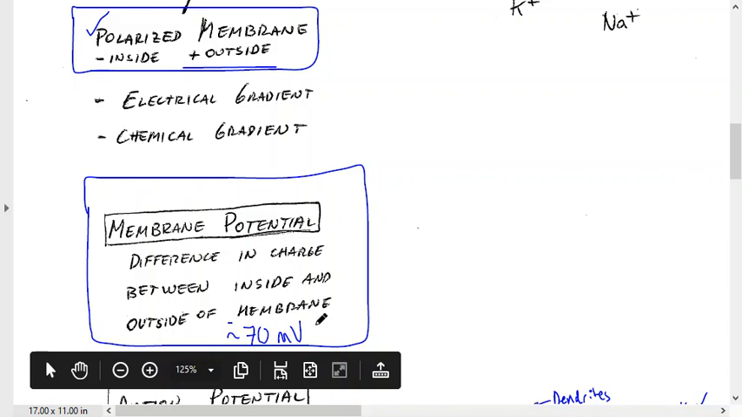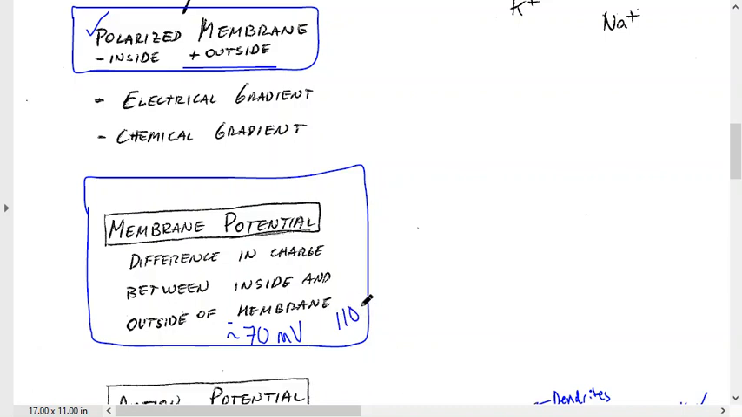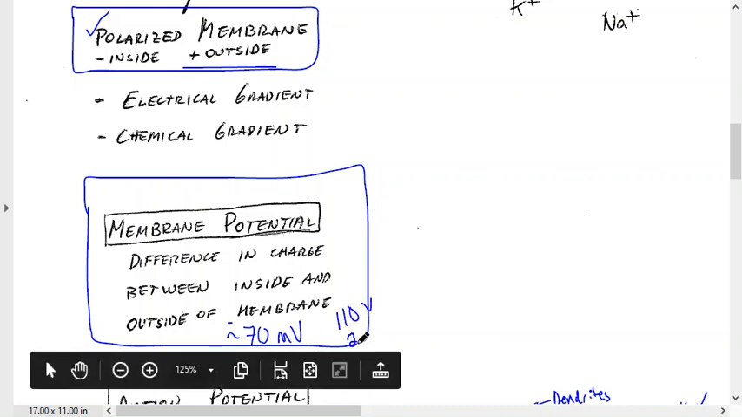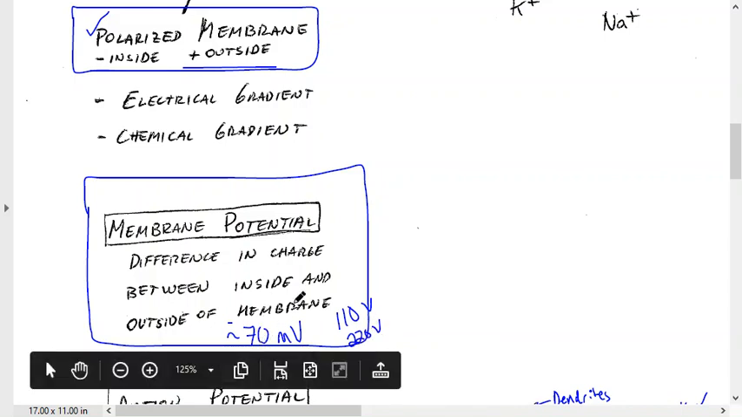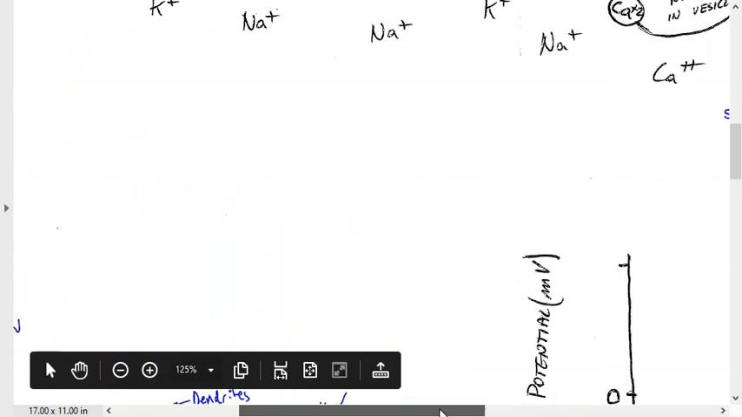For reference, if you're curious, an electrical outlet in your wall in the US has about a charge of 110 volts. If you're in Europe, since their outlets are a little bit different, they have about 220 volts. So your cells are negative 70 millivolts, so a lot smaller. So let's go ahead and graph this.